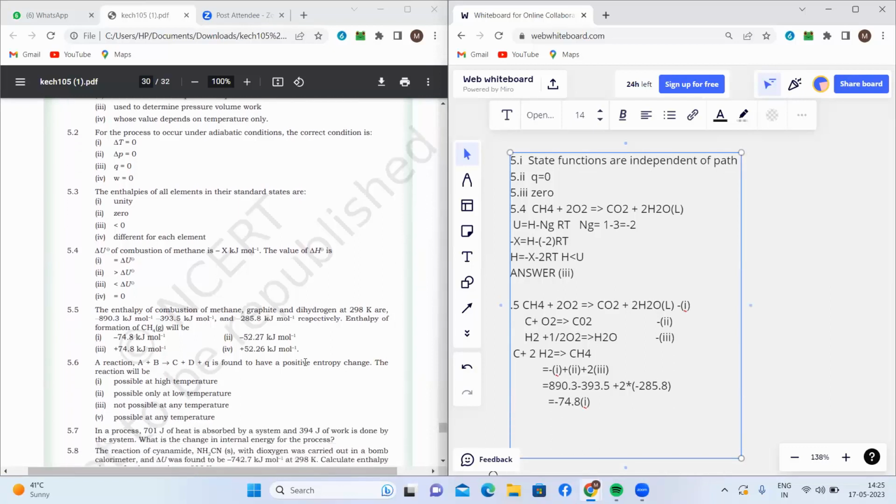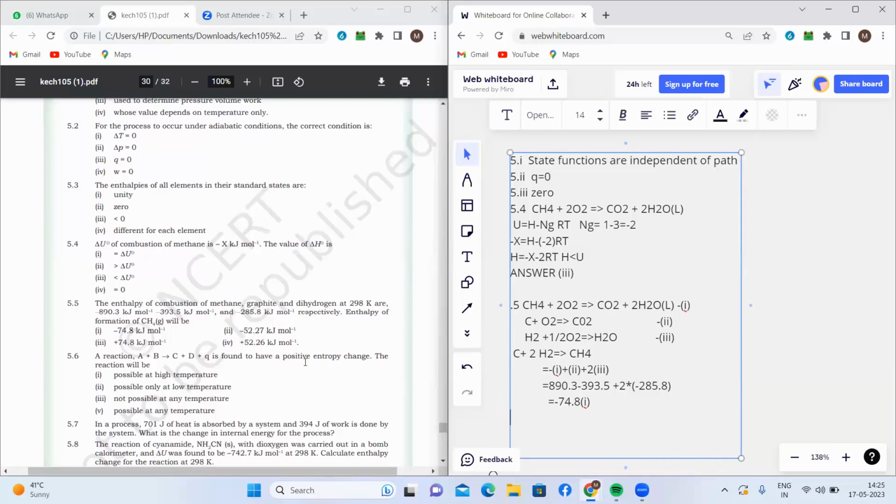5.6. What we are given here is a reaction A plus B gives out C plus D plus Q, and we have been asked to have a positive entropy change. The reaction will be, it's actually a rule in thermodynamics that if a reaction proceeds with a positive entropy change, that is, entropy basically refers to the randomness.